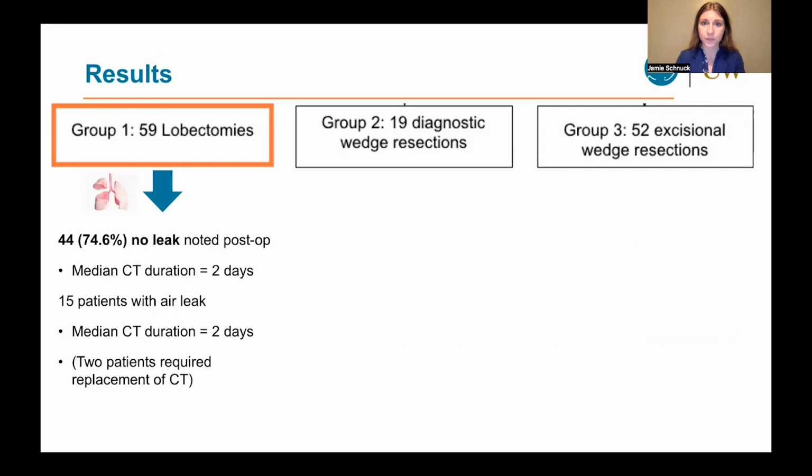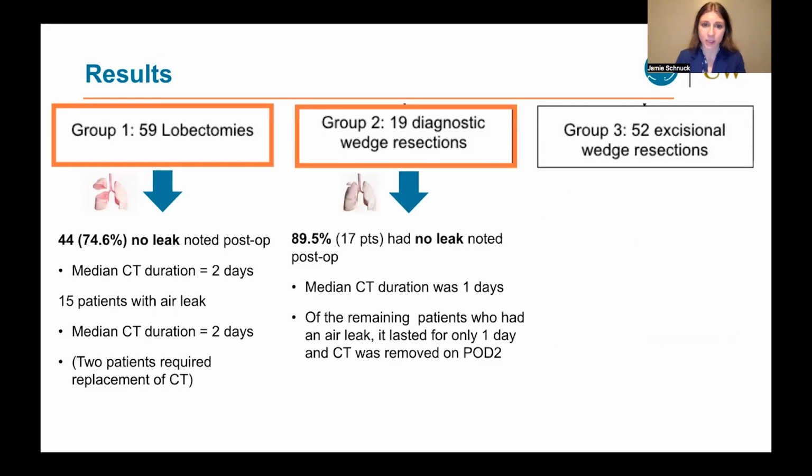Of the 19 patients who underwent a diagnostic wedge resection, nearly 90% of patients did not have an air leak noted postoperatively, and median chest tube duration was 1 day. Of the remaining patients with a documented air leak, it only lasted for 1 day, and their chest tubes were removed on post-op day 2.